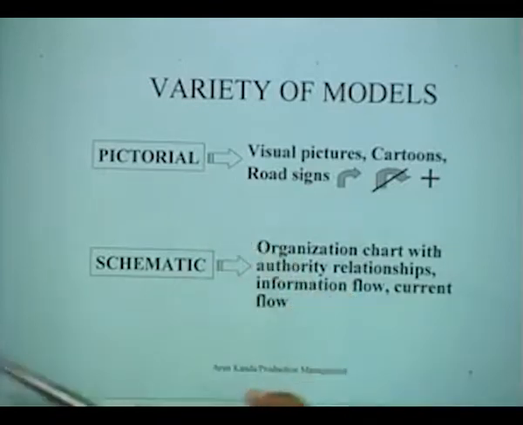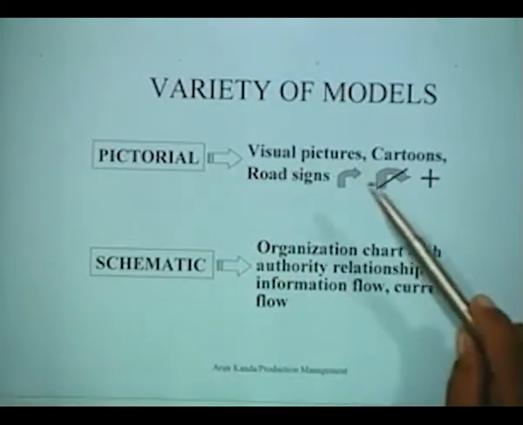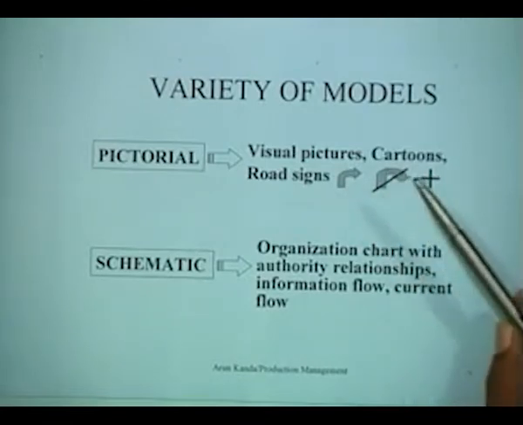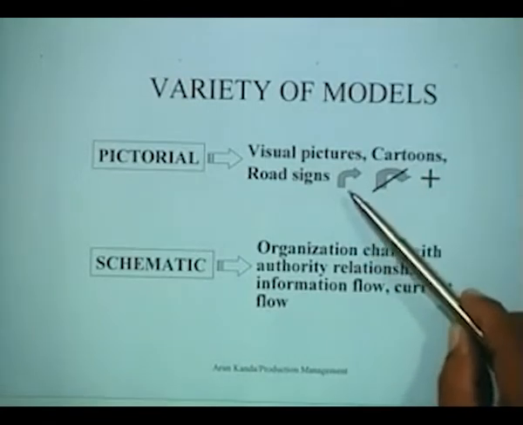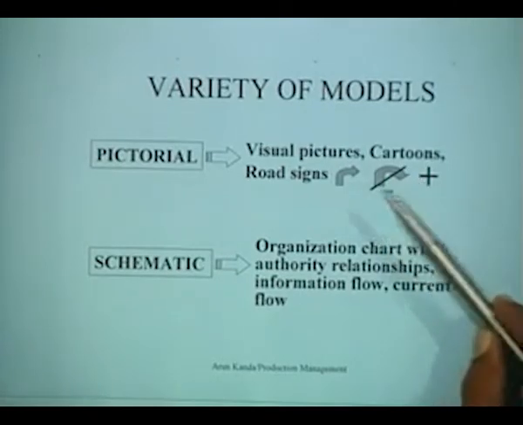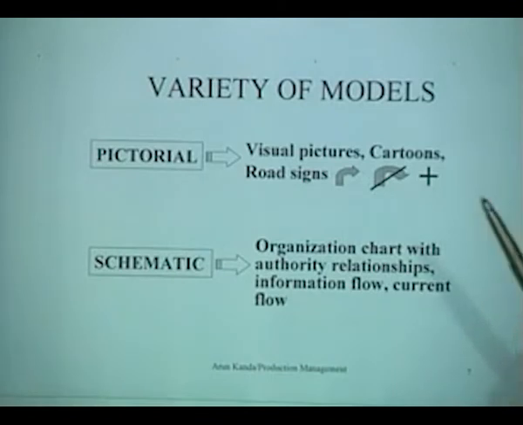The models could be pictorial. You can use visual pictures or cartoons or road signs. Road signs are also nothing but pictorial models which tell you that you can only turn right, or you cannot turn, you cannot have a U-turn, or you have various other kind of things. Those are examples of pictorial models.